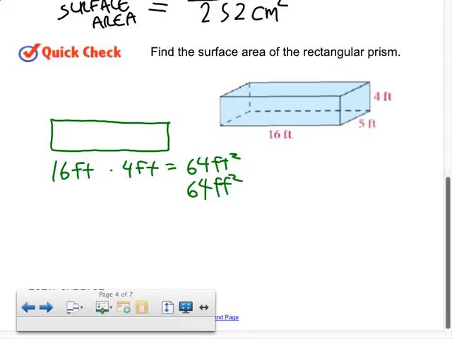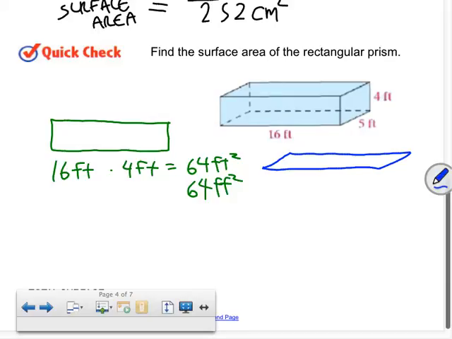But now what I want to do, Saki, is go and do the one that you were trying to do, the bottom face. And there's 2 of them. There's the one on the bottom, and then there's the one on the top. Those are congruent figures. So let's go ahead and calculate that. What's that going to be? What are the dimensions I'm going to use to multiply?